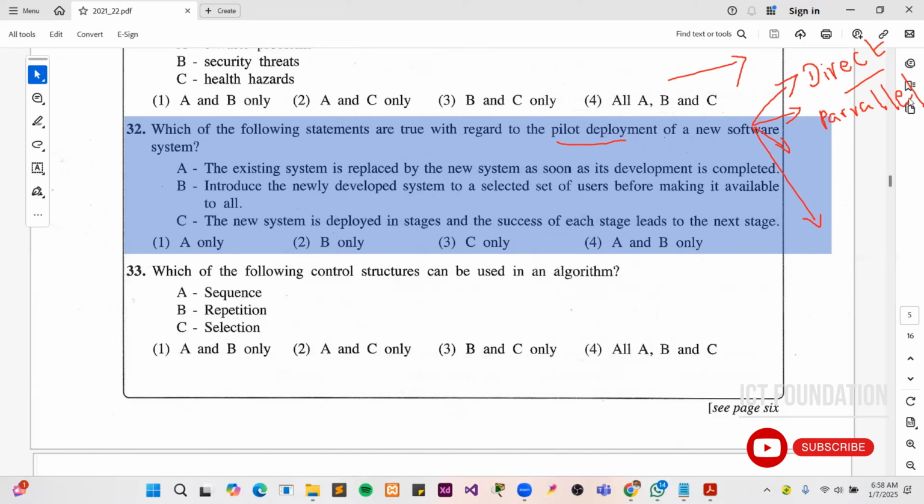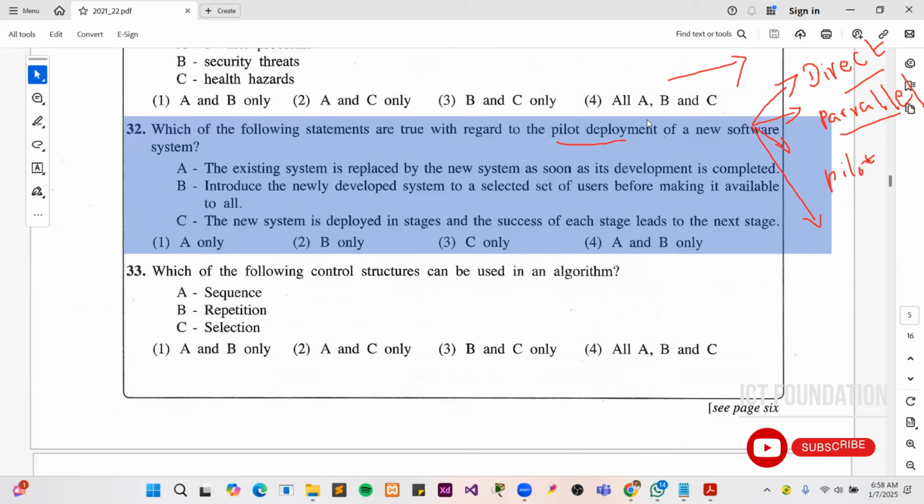Somewhere after 10 or 12 years, physical banking will be reduced gradually. Then all of the customers will have changed to the online banking system. So this activity is called parallel deployment. Then the third one is called pilot deployment.